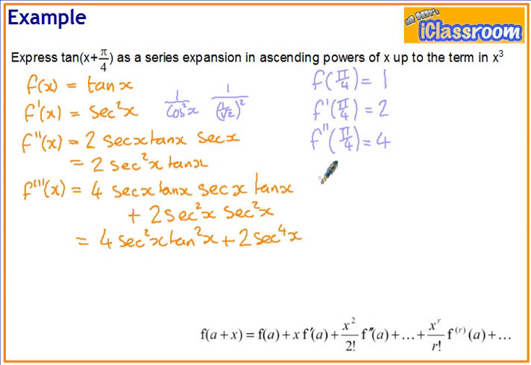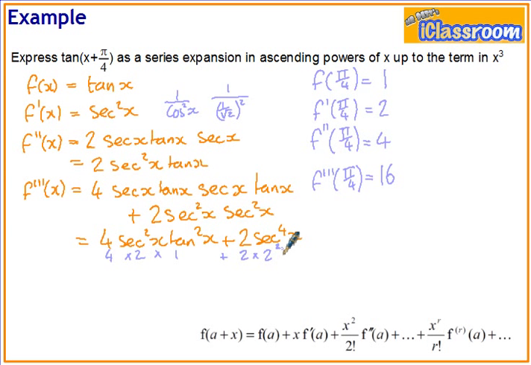And finally, the third derivative, evaluated at pi by 4, is going to give me 4 times 2 times 1 squared plus 2 times, now this is sec squared squared. Sec squared I know is 2. 2 squared gives me 4, so this is also 8, and 8 plus 8 gives me my final answer, which is 16. So just remembering that this is 4, 2, and 1, plus 2 times 2 squared, gives us our final answer.